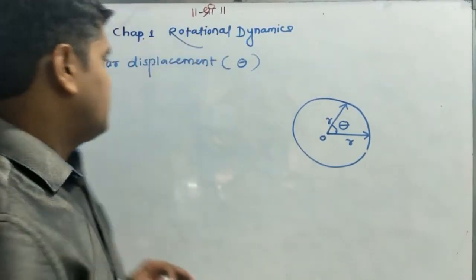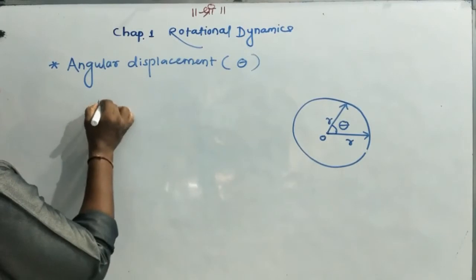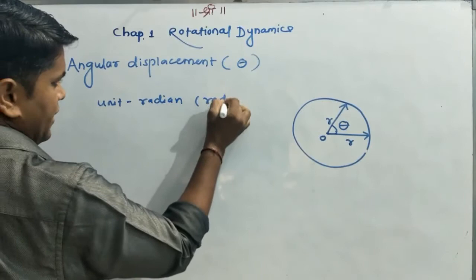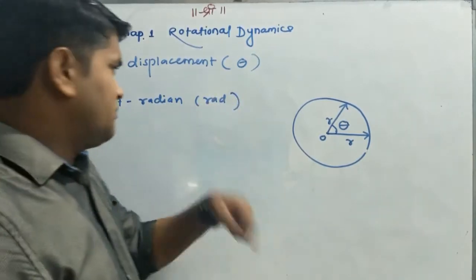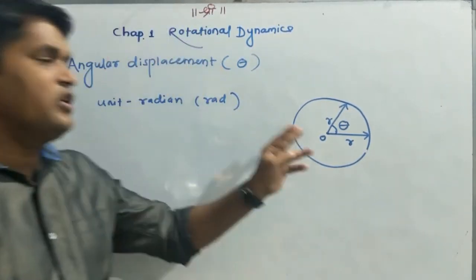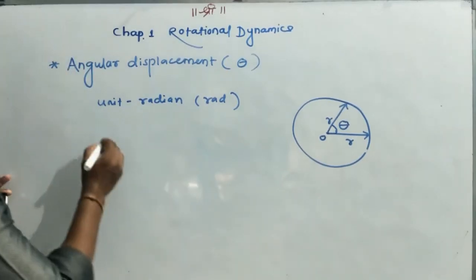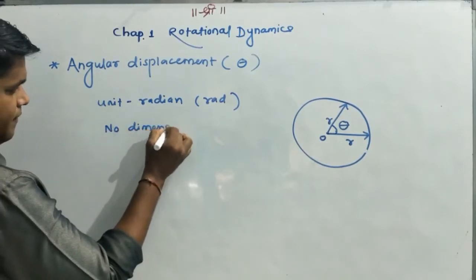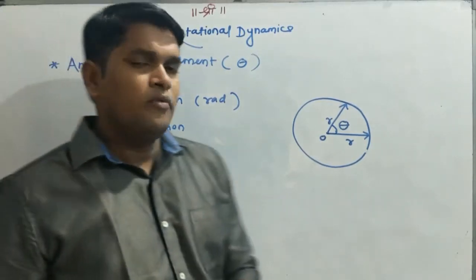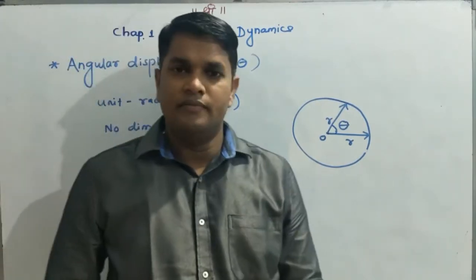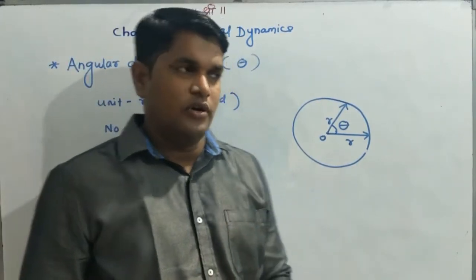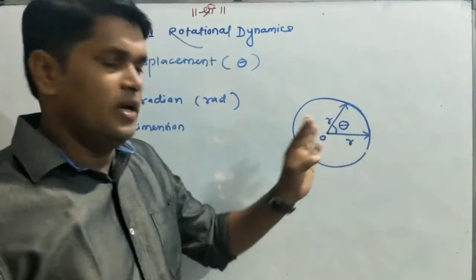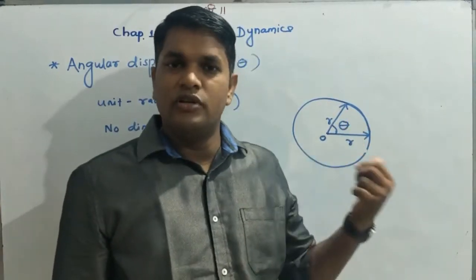Understood? The unit of angular displacement is radian, or simply rad. Means the angular displacement is always measured in radians. It has no dimension; it is a dimensionless quantity. Now the finite angular displacement is a scalar quantity, because it has no direction but it has magnitude. So it is a scalar quantity.